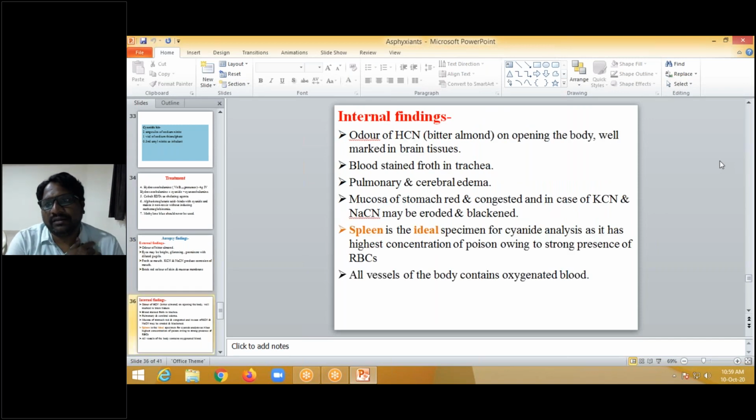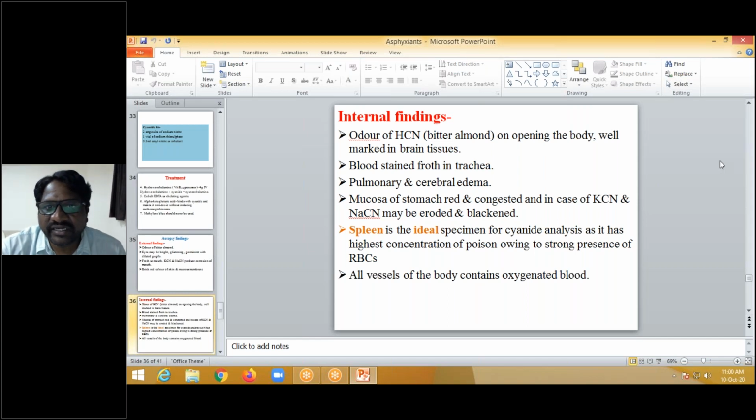Come to the internal organs. Internal findings: the odor of hydrogen cyanide, the bitter almond, is definitely there on opening the body, well marked in the brain tissue. Whenever you open the skull, thorax and abdomen, you will definitely get the odor of cyanide, especially the brain tissue will give the bitter almond smell.